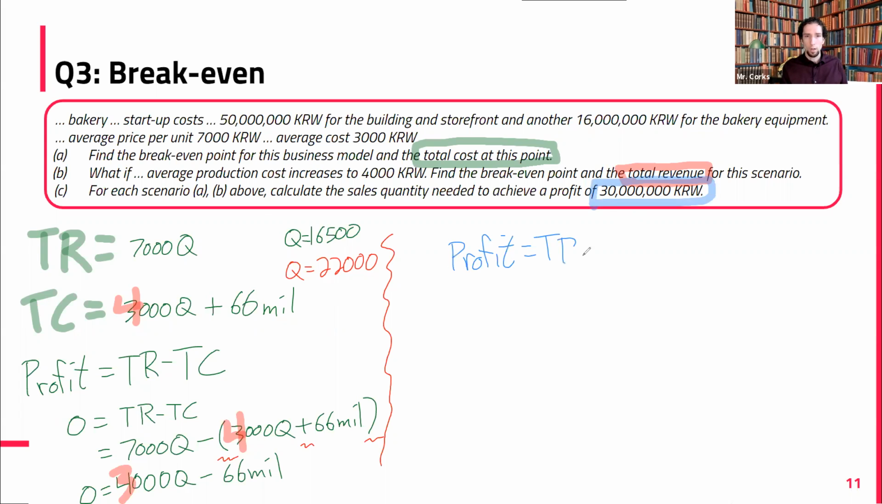equals TR minus TC, except now we want 30 million equals our total revenue subtract the total cost, and the result should be 30 million. What Q value will give us this? Use the same things that we had on the other side, the 4,000 Q minus 66, but then with this 30 mil here as well. And then what's our Q value to get that exact profit?